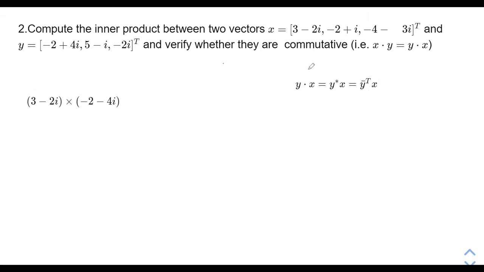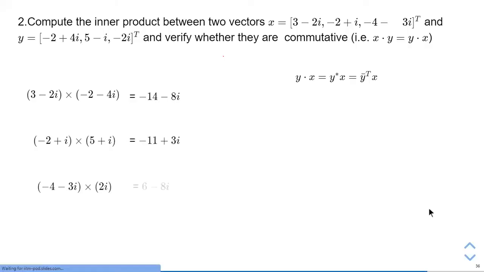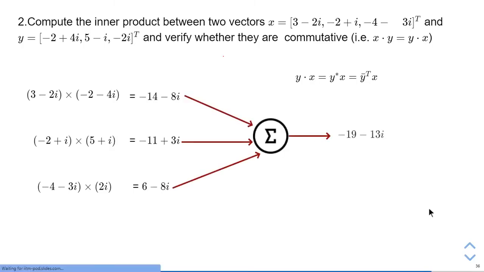If you keep repeating this like we did earlier, take the second element from both the vectors and then the third element, you will get these numbers. Then you just sum it up. This gives some number, so it's minus 19 minus 13i. Now compare the result of the previous one, that is x dot y, and this one, that is y dot x. So what is the change? The real part remains the same, but the imaginary part is actually a conjugate, right?